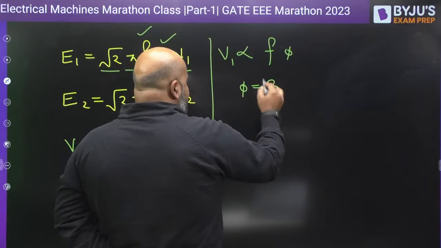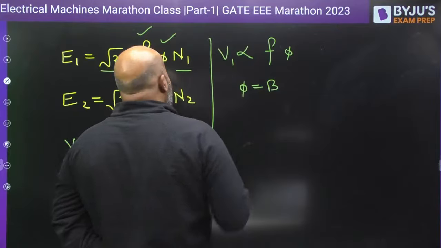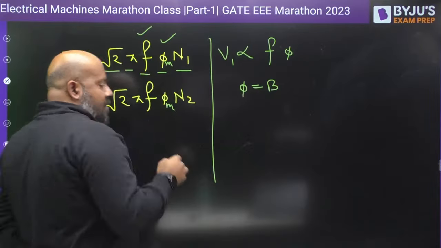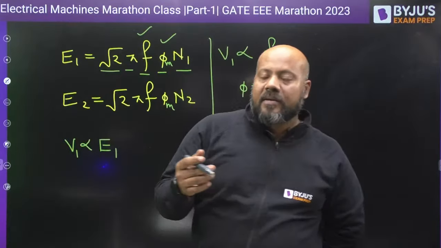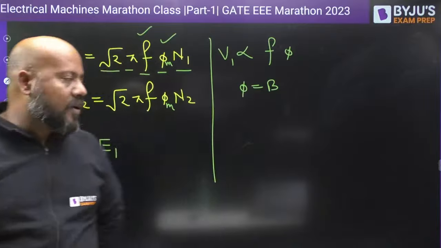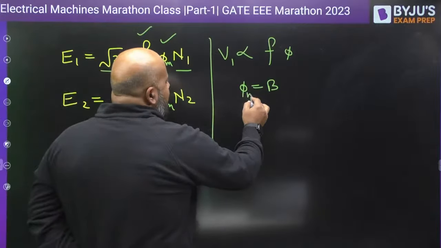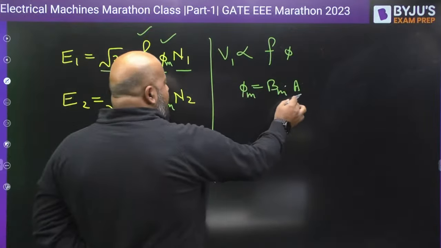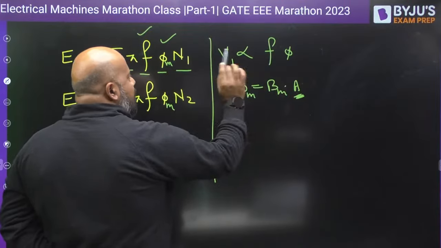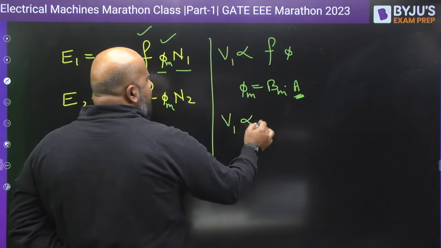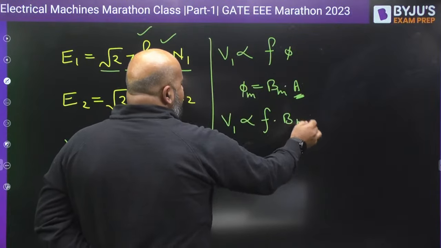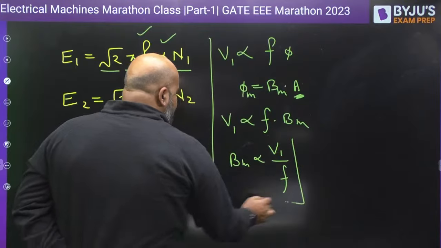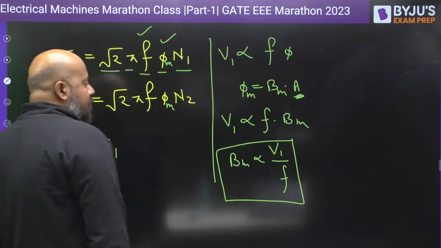So this is frequency and this is flux. Flux you can write as flux density B, and this phi is actually phi m. Please understand this. This phi is the maximum value of the sinusoidal flux in the core. So this phi m is going to be Bm and the cross-sectional area of the core. Cross-sectional area of the core is going to be a constant, so phi m is directly proportional to Bm. So you can write V1 is directly proportional to F into Bm, or Bm directly proportional to V1 upon F, or in simple you can write Bm directly proportional to V by F.